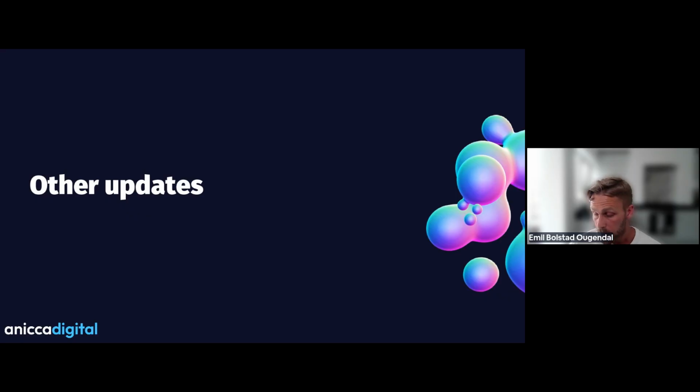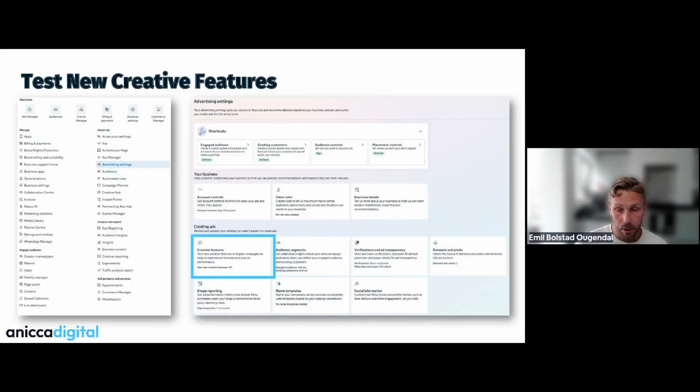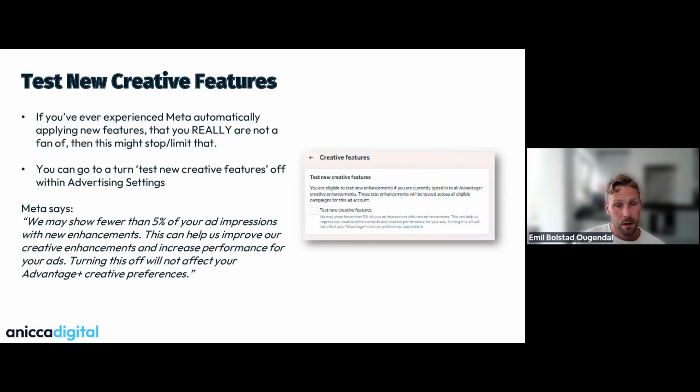Other updates. This is just a random mix of little updates that I've come across. You can test new creative features now. That's something that Meta switches on. So essentially, when something new comes in, they don't announce that this new thing is happening, you can essentially decide to have that on, and Meta will just test this stuff within your ads and try to improve performance based on these new things.